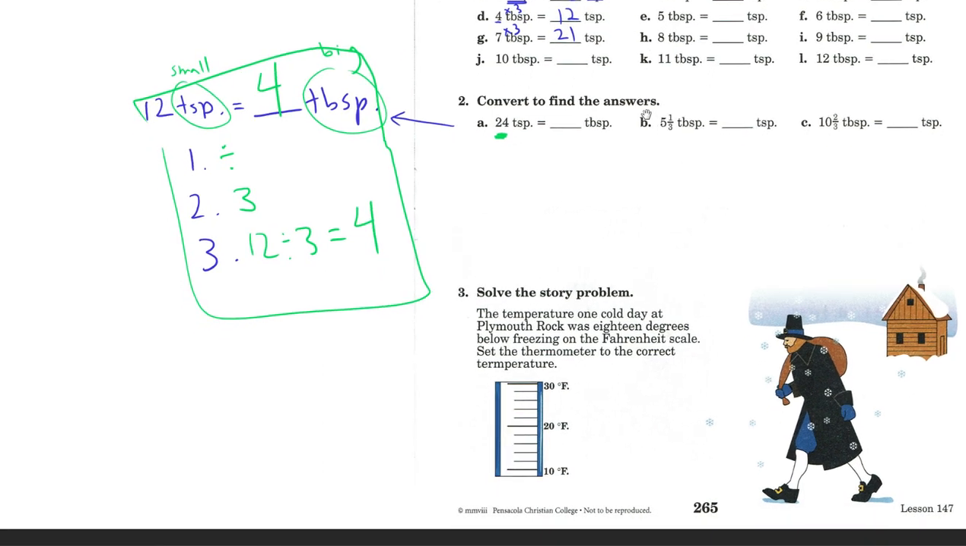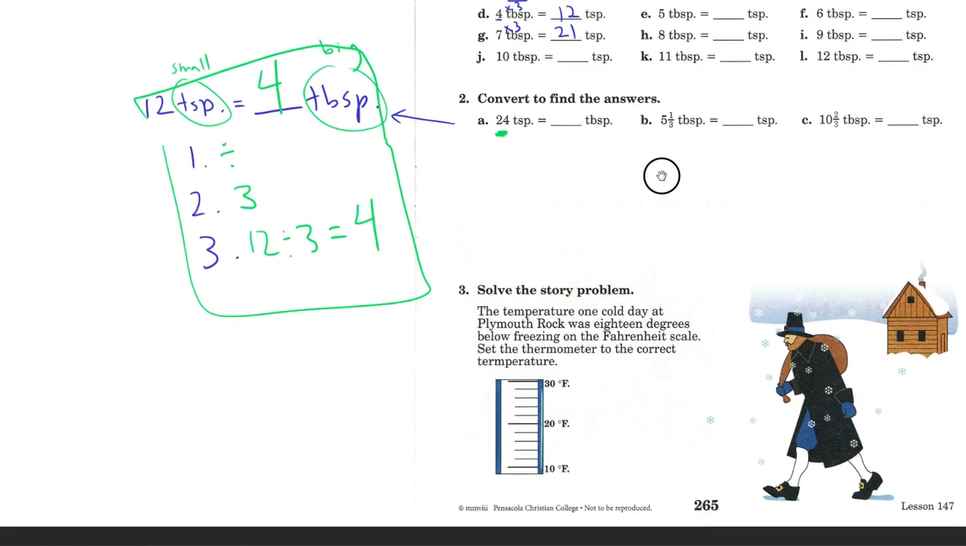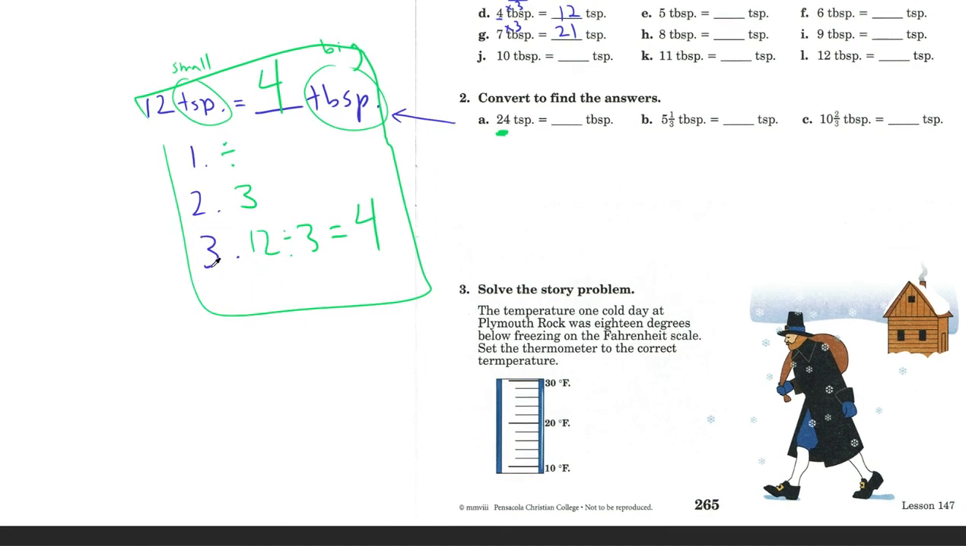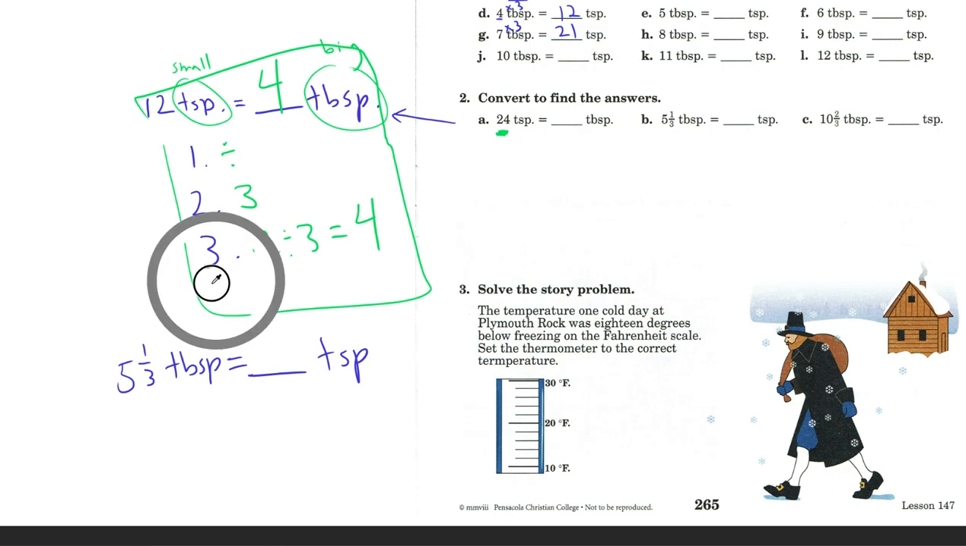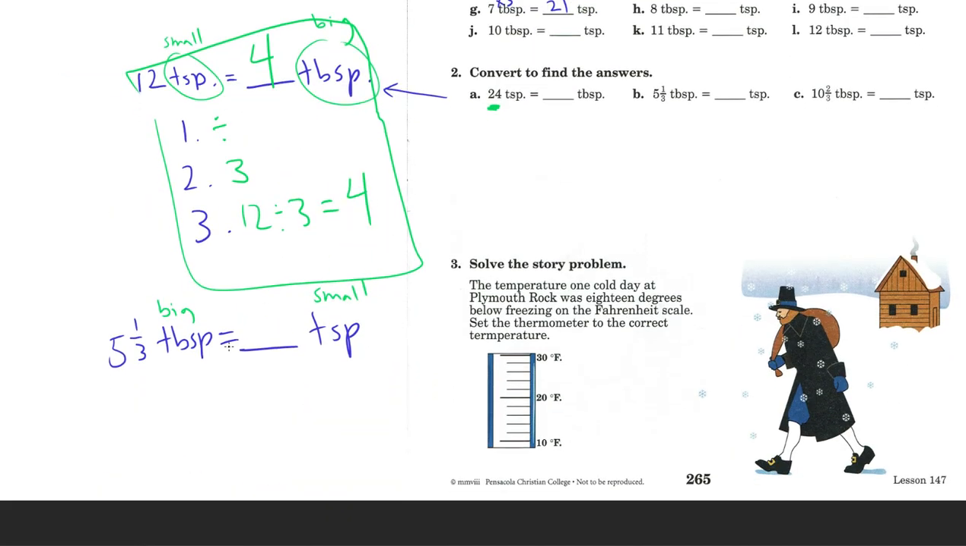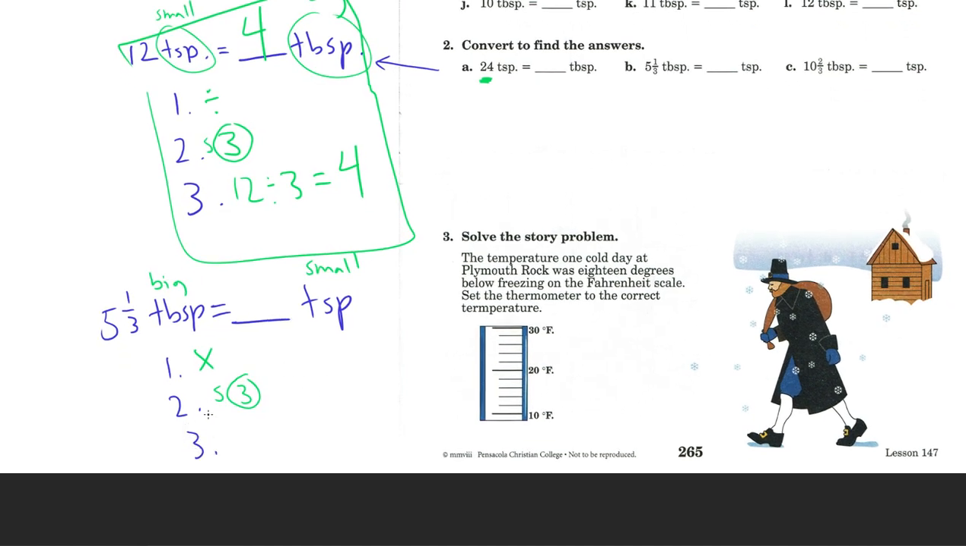Okay, next one here. Convert to find the answers. B, 5 1/3 tablespoons to teaspoons. So now it's asking me, 5 1/3 tablespoons equals how many teaspoons? So this time I'm going from big, tablespoon, to teaspoon. So I'm going from big to small. When I go from big to small, I am multiplying. What's my special number? Special number is 3. What am I multiplying by 3? Well, the only number here is 5 1/3. So 5 1/3 tablespoons times 3.